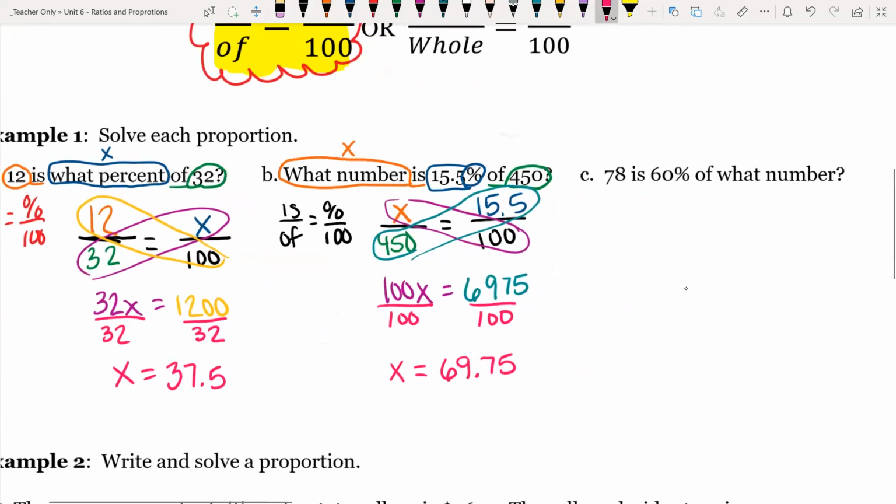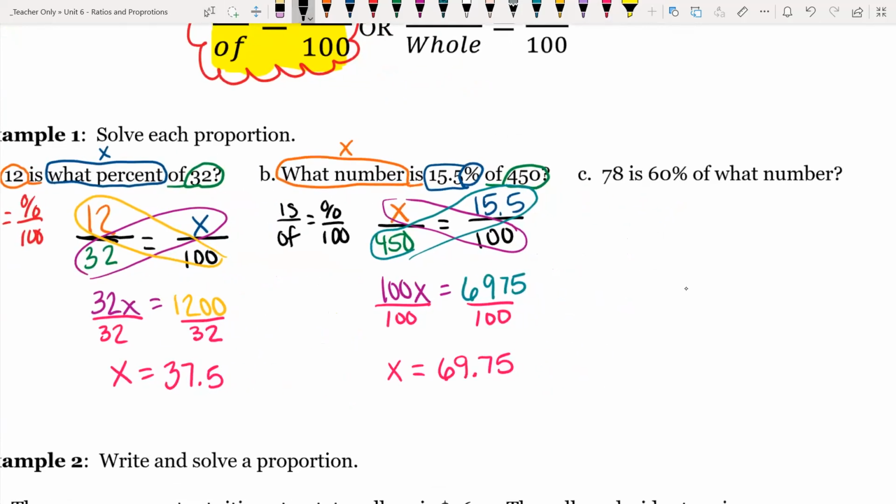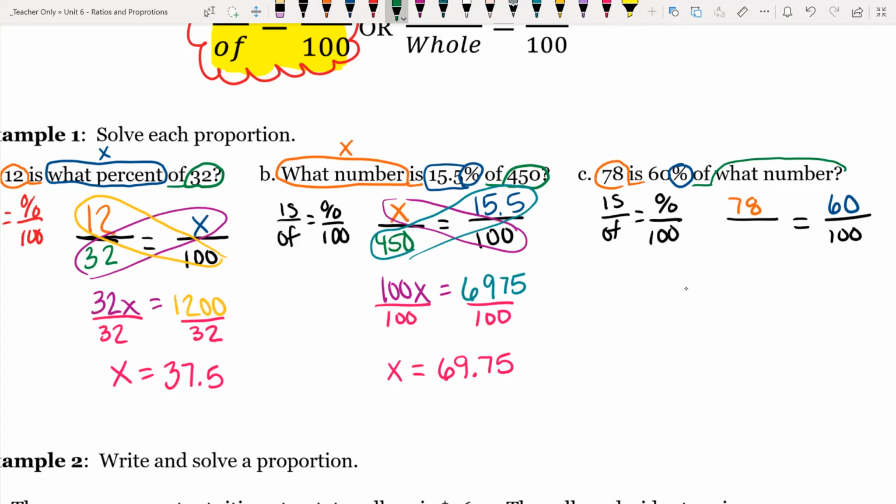All right, we got one more to look at. Our proportion is always is over of equals percent over 100. So we have is 78. And then we have our 60%, which goes over our 100. Then we have of what number? We don't have a number there, so that's our x.